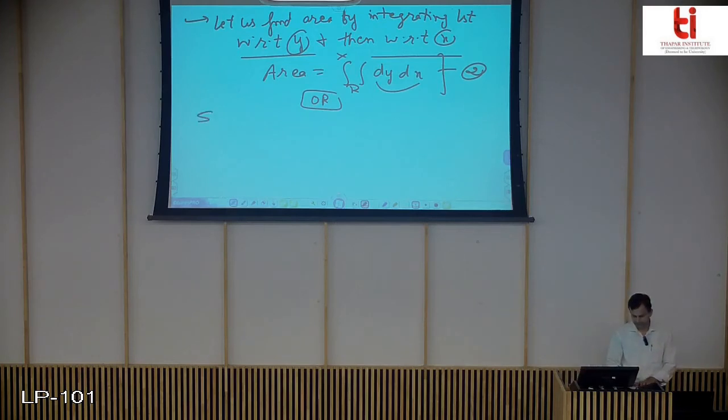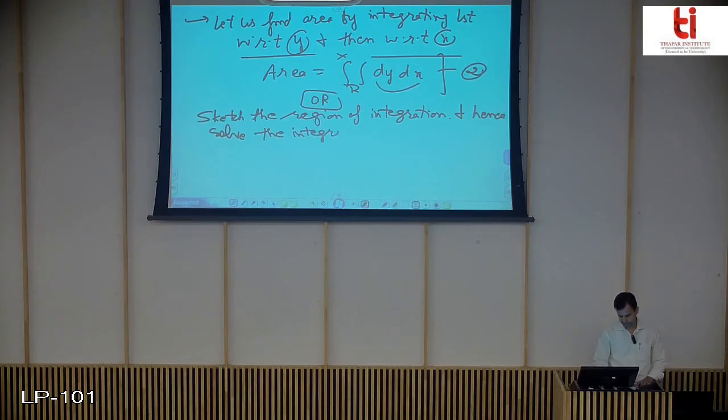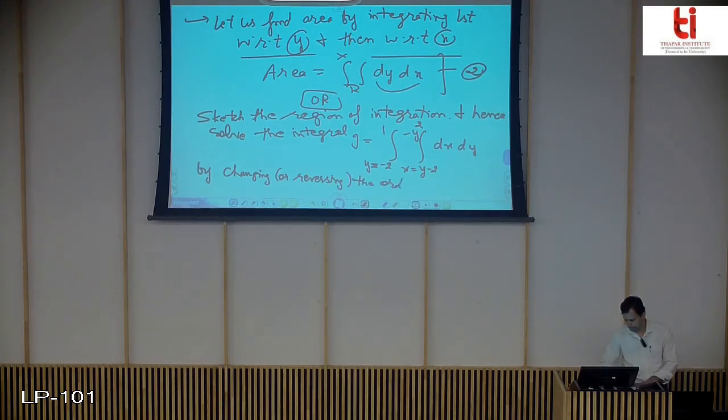The question is usually asked like this when he is asking about reversing or changing the order of integration: sketch the region of integration and hence solve the integral I, with y from -2, these are the limits that we just found, to minus y square, by changing or reversing the order of integration.